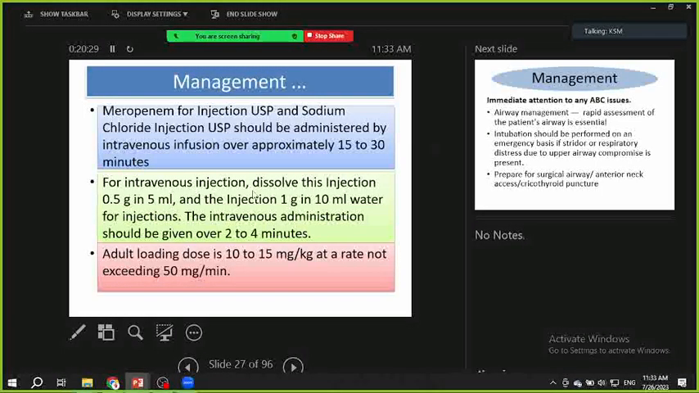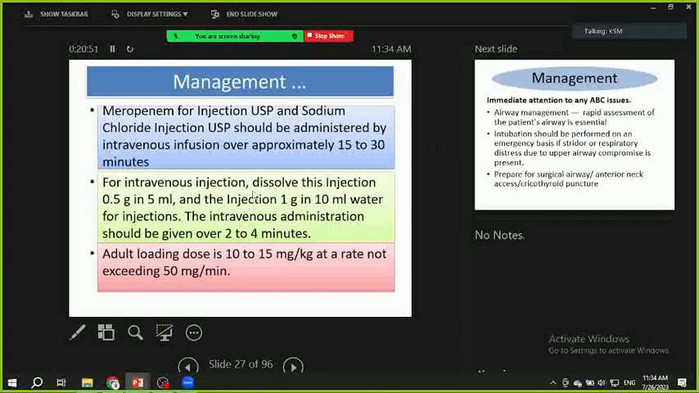And the next one, for intravenous injection, dissolve in the injection 0.5 to 5 ml, and 1 gram in 10 ml water for injection. The intravenous administration should be given over 2 to 4 minutes. You have to give over 2 to 4 minutes. You can't give it as push doses. If you give it that way, that is your fault.